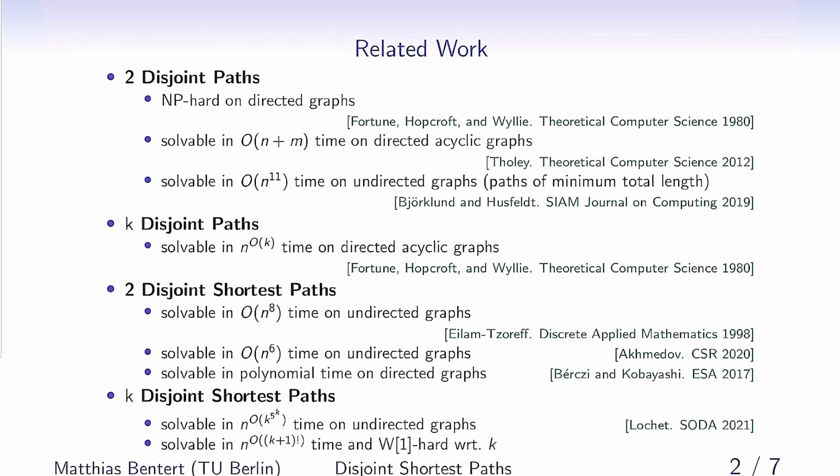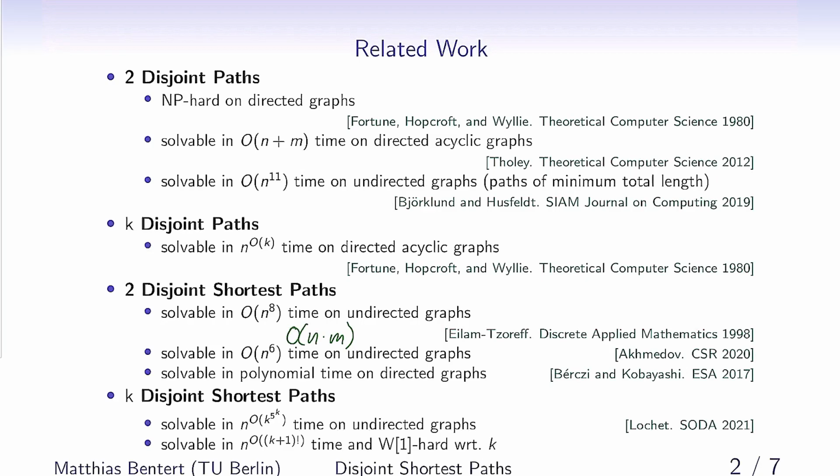And we, with a different approach, show also an XP time algorithm, but with a faster running time. And we also show W[1]-hardness, and using our slightly different approach from the one by Lochet, we are also able to improve the 2 disjoint shortest paths problem on undirected graphs to O of n times m. In the remainder of this talk, I want to give a brief overview on how our algorithms work.